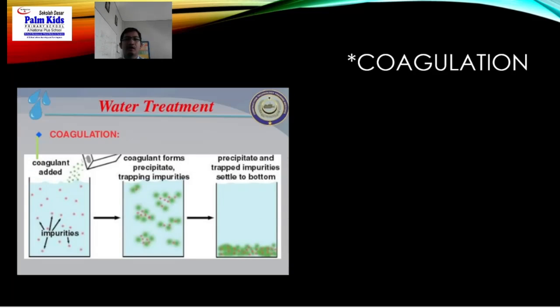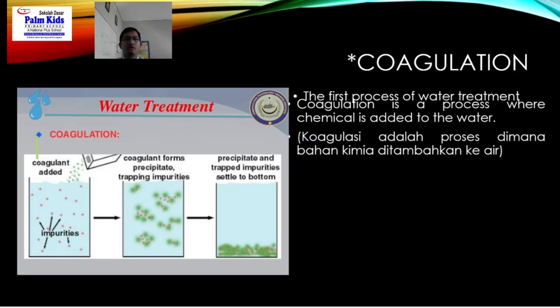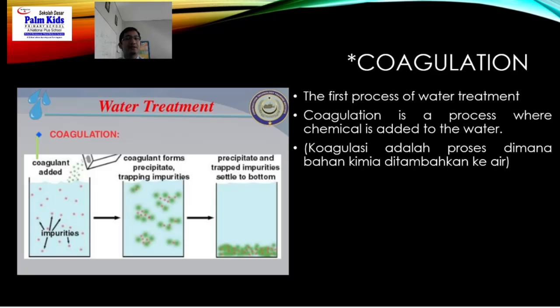Okay, let's continue to the first process of water treatment. First is coagulation. Coagulation is the first process of water treatment. Here, coagulation is a process where chemicals are added to the water. As you can see, there are chemicals put in the water, and the point is to take all these impurities, the dirt of water, anything that is not going to be used as clean water.